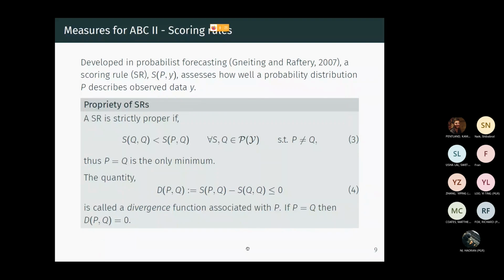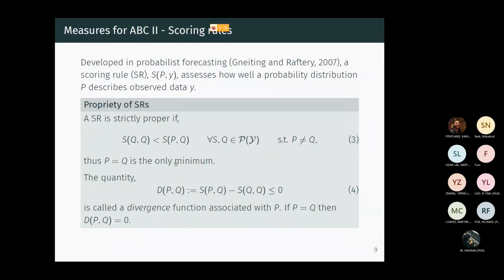The other one comes from probabilistic forecasting. In probabilistic forecasting, you use scoring rules, which assess how well you're predicting your observed data Y using the distribution P. So when you have a value for the scoring rule, it's like saying: how am I penalized when I predict Y using P? Obviously, if my distribution P is the real one, then I shouldn't be penalized. So it should have a minimum when I use the true distribution. And when a scoring rule is proper, this is the minimum value.